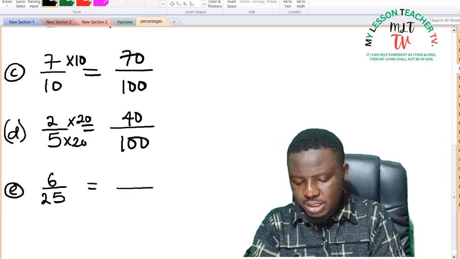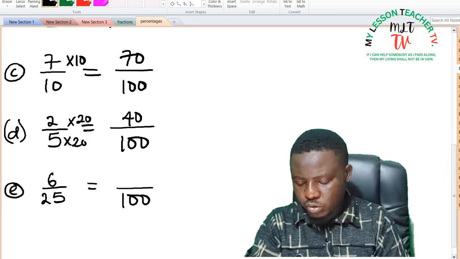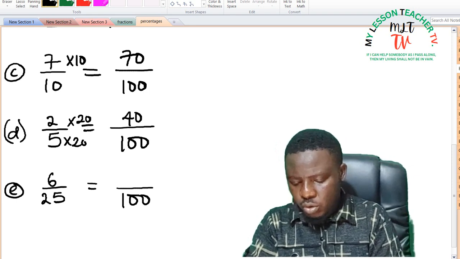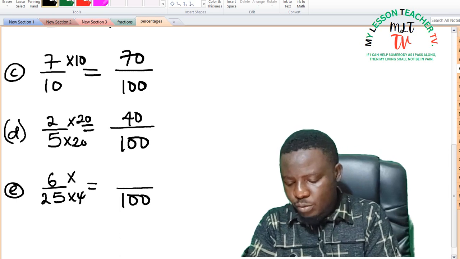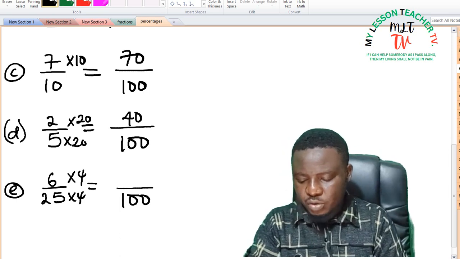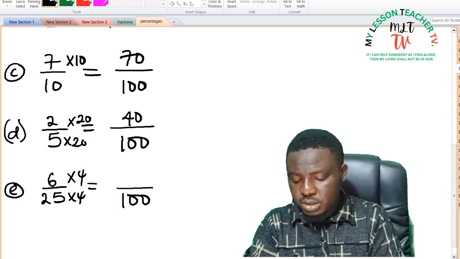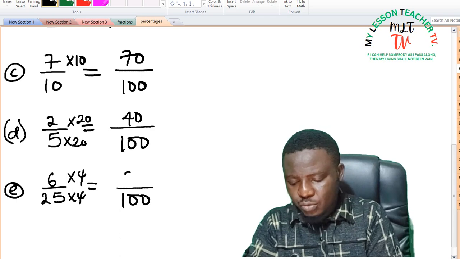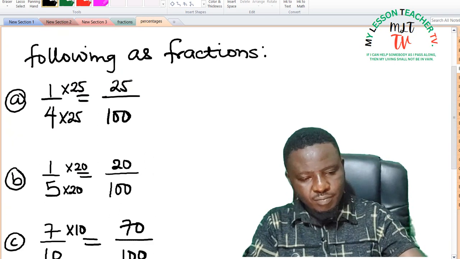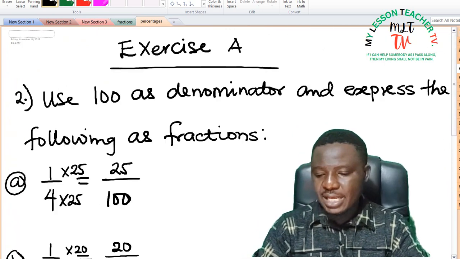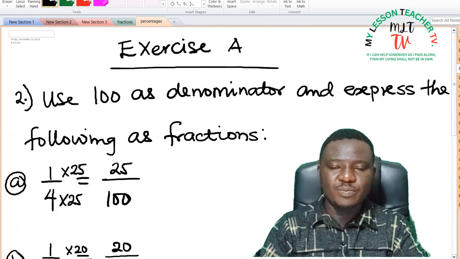Do the same to this. This is what over 100? 100 divided by 25 is 4. So I'll also multiply the numerator by the same factor, which is 4. 6 times 4 is 24. And that is that on exercise 1A, question number 2.